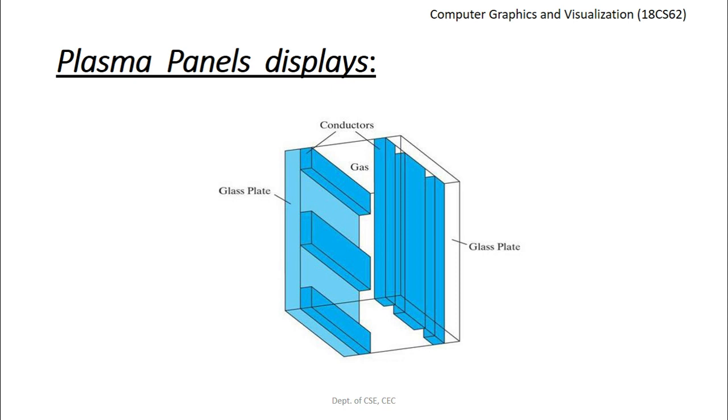A firing voltage is applied across a pair of horizontal and vertical conductors. They cause the gas at the intersection of the two conductors to break down into a glowing plasma of electrons and ions. Picture definition is stored in a refresh buffer, and the firing voltages are applied to refresh the pixel positions at a rate of about 60 times per second. Alternating current methods are used to provide faster application of firing voltages and thus brighter displays. Separation between pixels is provided by the electric field of the conductors.